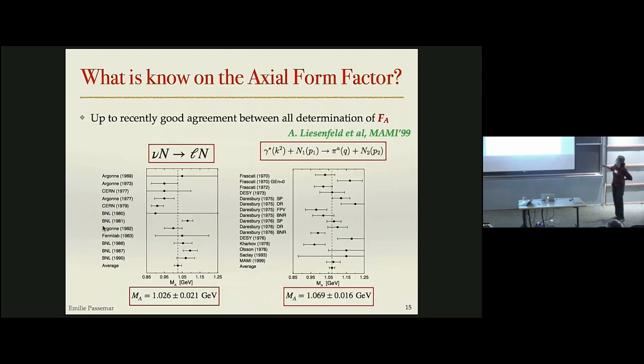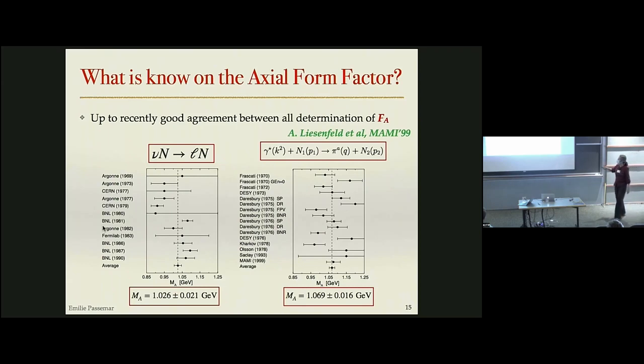These are the compilation of results presented in this paper in 1999, where you see on the left the axial mass average extracted from the old deuterium and hydrogen data, and on the right, the axial mass extracted from pion electroproduction. And what you can see immediately is that these two results agree well together, okay? So if you take them like this, you say, okay, there is no problem. I have an extremely precise axial mass that has been determined in two different ways, okay?